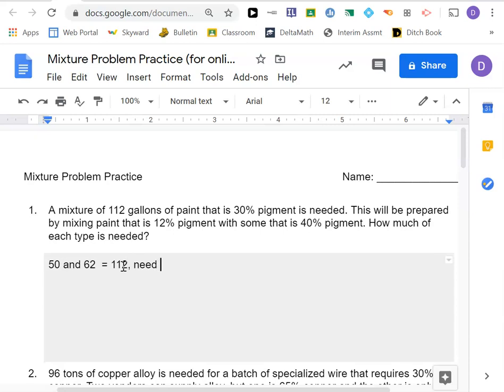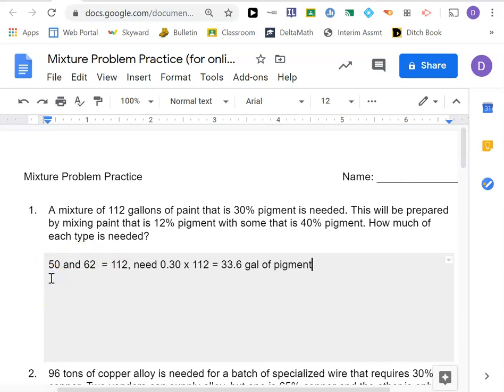I need how much pigment? Well, it's 30% of 112. So figure out what that is. I've got a calculator here. 30% of 112, that's 33.6. Okay? So I need 112 gallons of paint with 33.6 gallons of pigment. Let's see if our 50 and 60 does it.